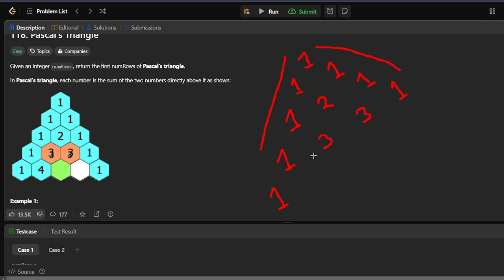And what is the sum of 3 and 1? It's 4. Okay. 3 and 3 is 6. Any problem? I hope you know. So now let's see further. 3 and 1 is 4. Okay, if it's done, then you simply write 1. I hope you understand what Pascal's triangle is.